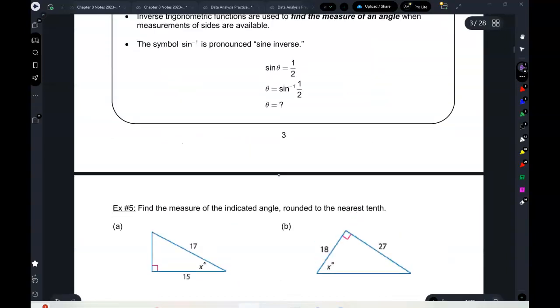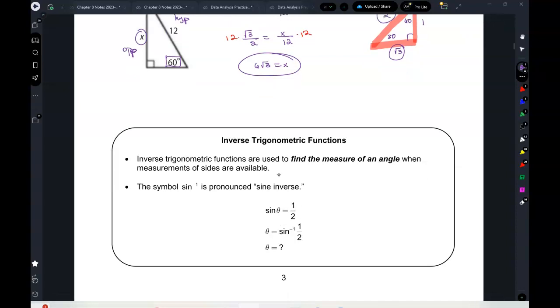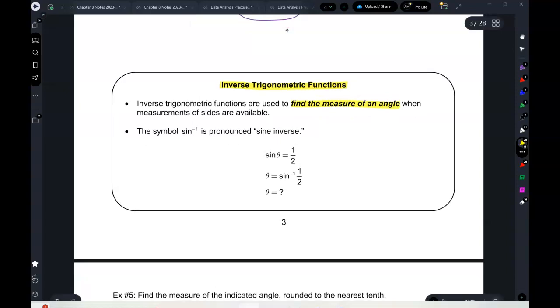Okay, so now, what if you weren't looking for a side, but an angle instead? In that case, we use inverse trig functions to find the measure of an angle. So, the symbol is this, and it's pronounced sine inverse. So, if you have an angle, and the sine of the angle is 1/2, and you want to say, hey, what is the angle for which the sine is 1/2? You say inverse sine of 1/2, right?